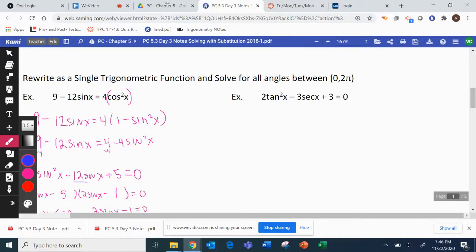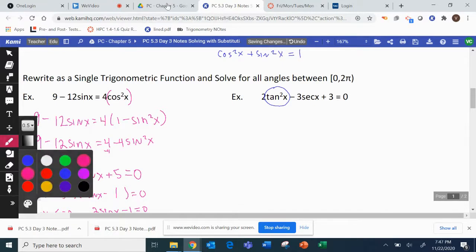I want to replace tangent squared with secant. I won't be able to replace secant and make it into tangent because they have to be squared to replace them with that identity. So I'm going to write down cosine squared x plus sine squared x equals 1, and then I either need to divide by sine or I need to divide by cosine.